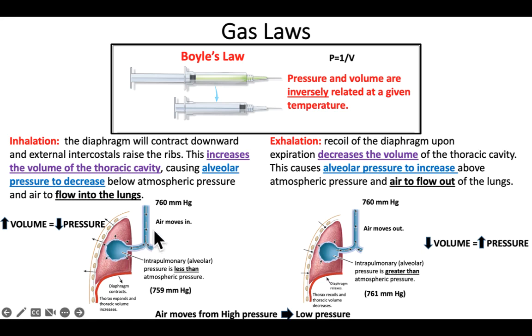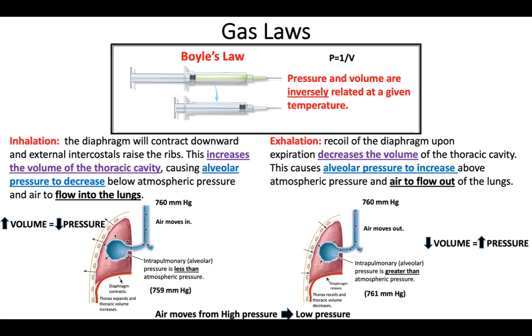So how are we going to get air to enter the lungs? Well, we have to somehow decrease the pressure inside of the lungs. And we do that by increasing the size of the lungs. Okay, so there's that inverse relationship. If you can increase the volume of the lungs, you can lower the pressure, and therefore you can have air move from the atmosphere, where it's high, into the lungs, where it's low.